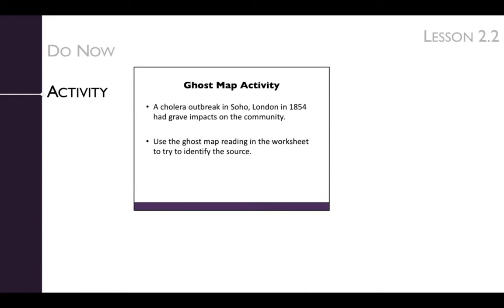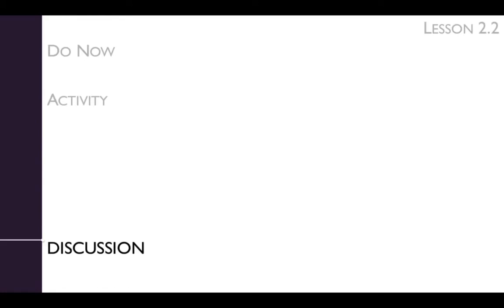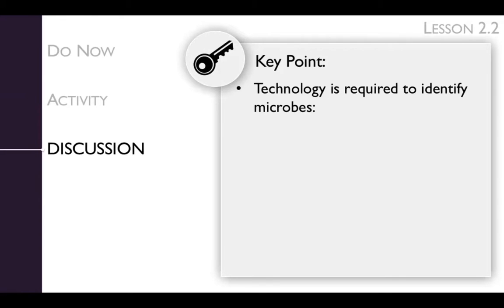The ghost map activity begins by having students read about a cholera outbreak in London in 1854. The students then use the map and the worksheet questions to identify patterns of disease and to hypothesize potential causes for the outbreak. The key point of the discussion is that technology is required to identify microbes.